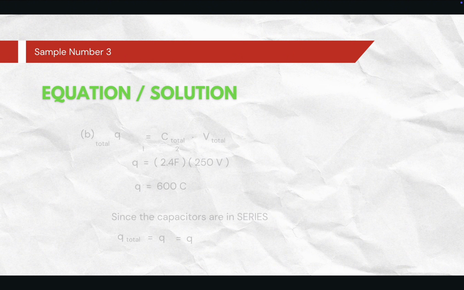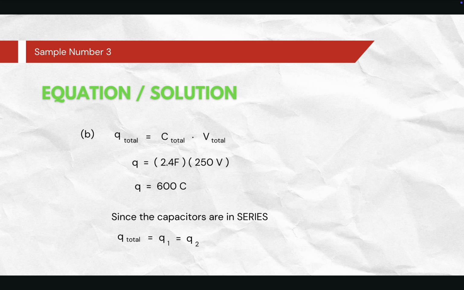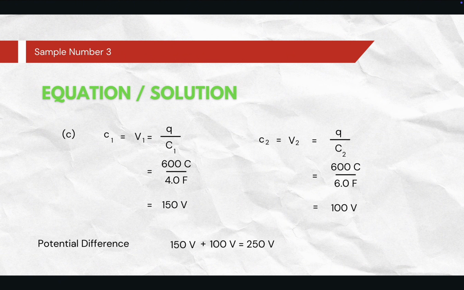Next is the charge stored. C total times V total. 2.4 F times 250 volts is equal to 600 C. Ganun lang. Last is yung potential difference ng series.